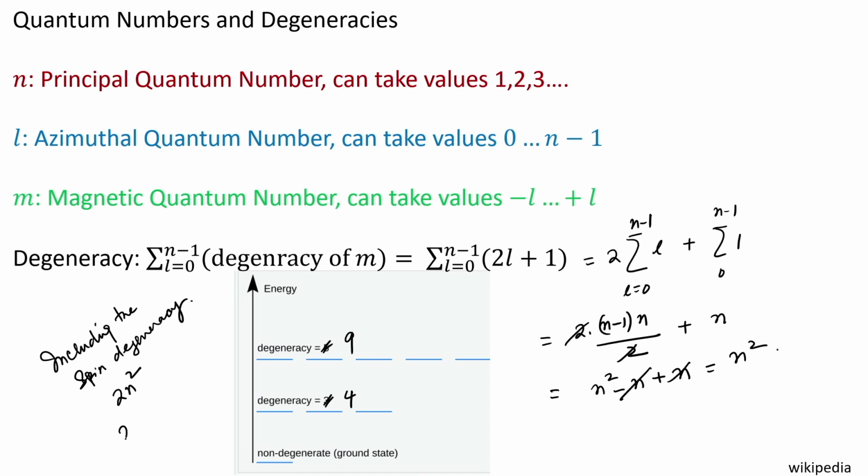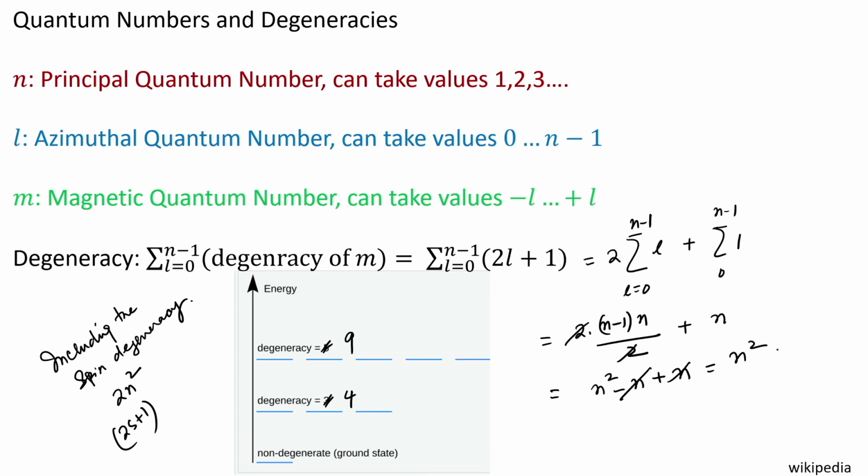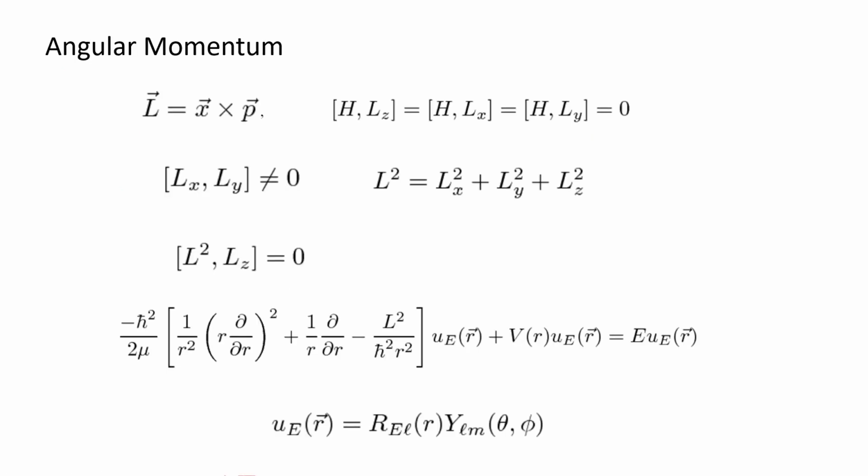Because this spin degeneracy brings in a 2s plus 1 factor, and because the electron has spin half, this factor of 2 comes out. So this becomes 2n square. In fact, the degeneracy for the ground state is non-degenerate, but then this one is 8-fold degenerate, and this is 18-fold degenerate, and the next one would be 32-fold degenerate, and so on and so forth. Okay, so we are there with this angular momentum.